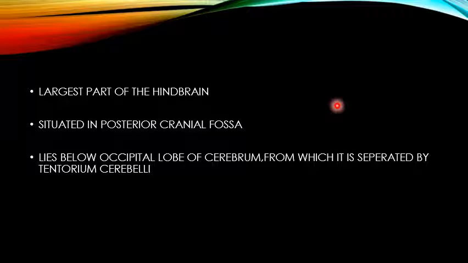We have already studied about the skeletal system, in that the skull. We have studied about the cranial fossa. So remember it is in the posterior cranial fossa and it lies below the occipital lobe of the cerebrum, right? We had seen the landmarks of the cerebrum. You have a frontal lobe, a temporal lobe, and then the parietal lobe and occipital lobe.